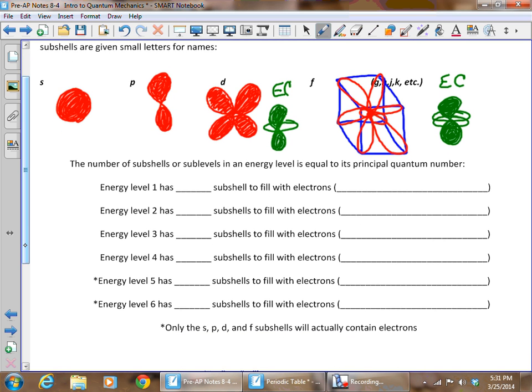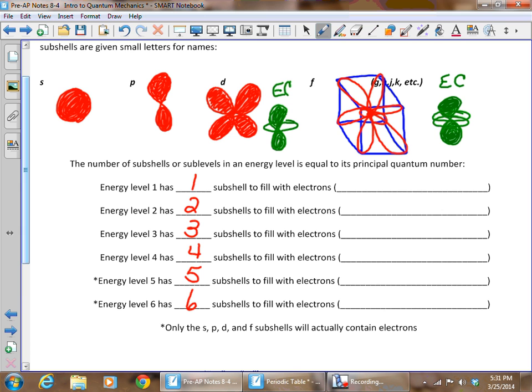Now, the number of subshells or sublevels in the energy levels, again, I told you that energy level 1 has 1 subshell, 2 has 2 subshells, the 3rd energy level has 3, the 4th has 4, the 5th has 5, the 6th has 6, on and on.